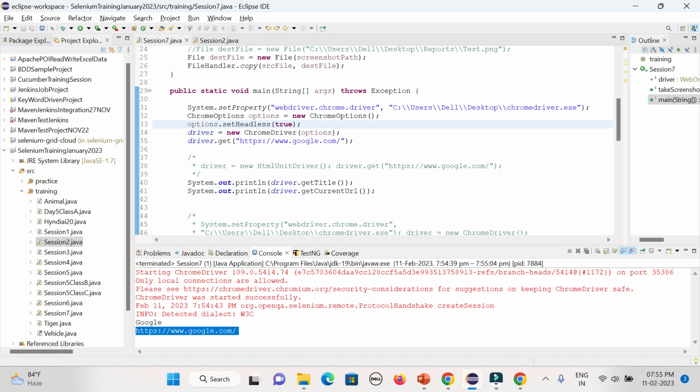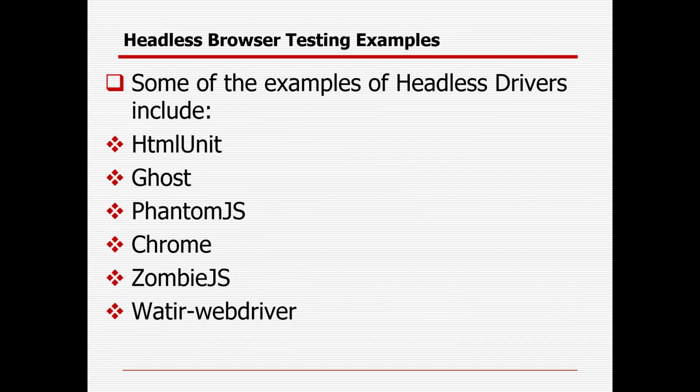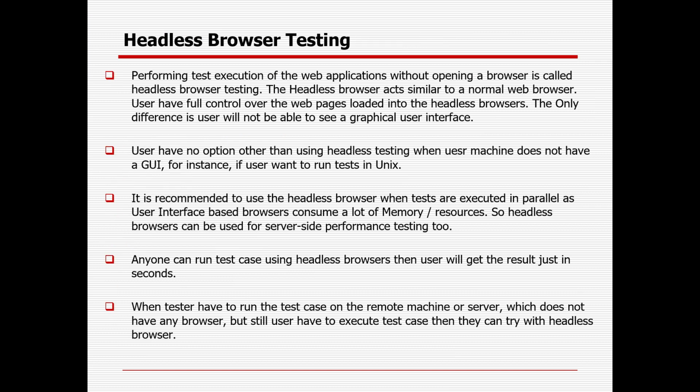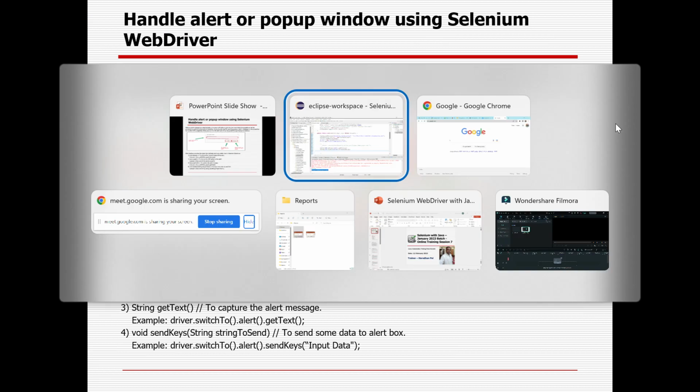So that is the way, right? You can use this HTML unit. That is the very lightest one, so it will take very less time. Apart from that, the Chrome browser you can also run headless. In real time also you have used both drivers, HTML unit or the Chrome browser. So any questions on this topic, guys? Alert or the headless browser testing?